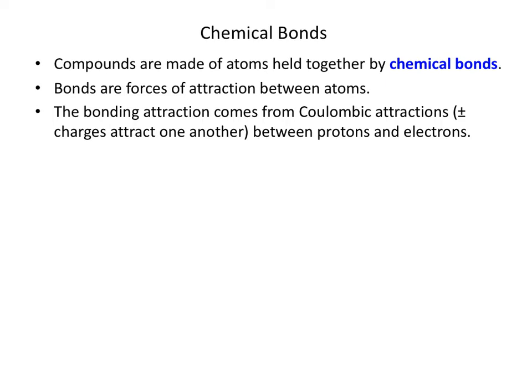So, compounds are made of atoms that are held together by chemical bonds, right? And these chemical bonds are just forces of attraction between the atoms. And all of chemical bonding basically comes down to Coulombic attractions. And that's just a fancy way of saying positive and negative charges attract one another, right? So two positive charges repel each other, two negative charges repel each other, but positive and negative charges attract. And so all of those different attractions and repulsions, that's what governs chemical bonding at its core. And so we're really looking at the attraction between protons and electrons, and then repulsion between electrons and protons when we're thinking about chemical bonding.